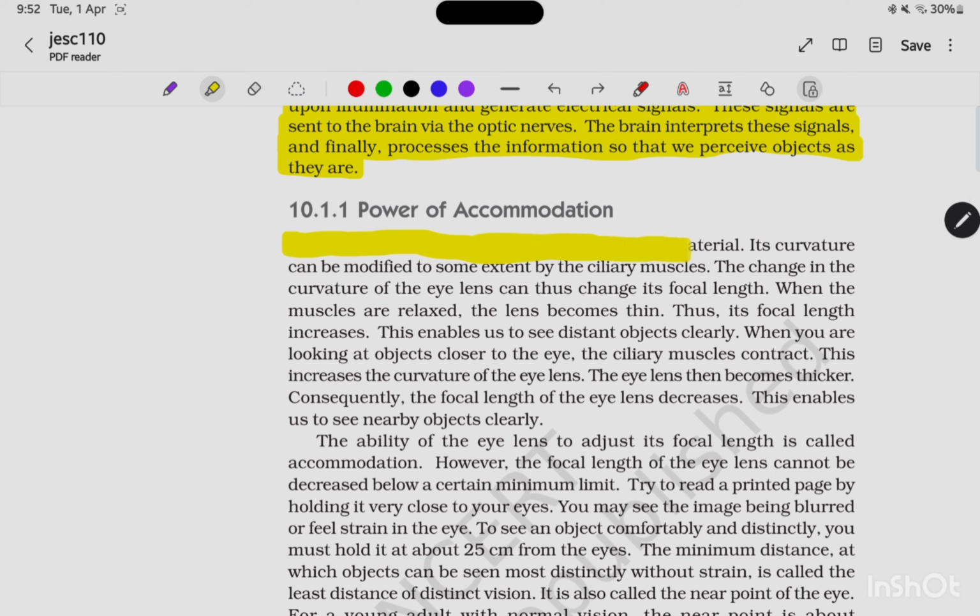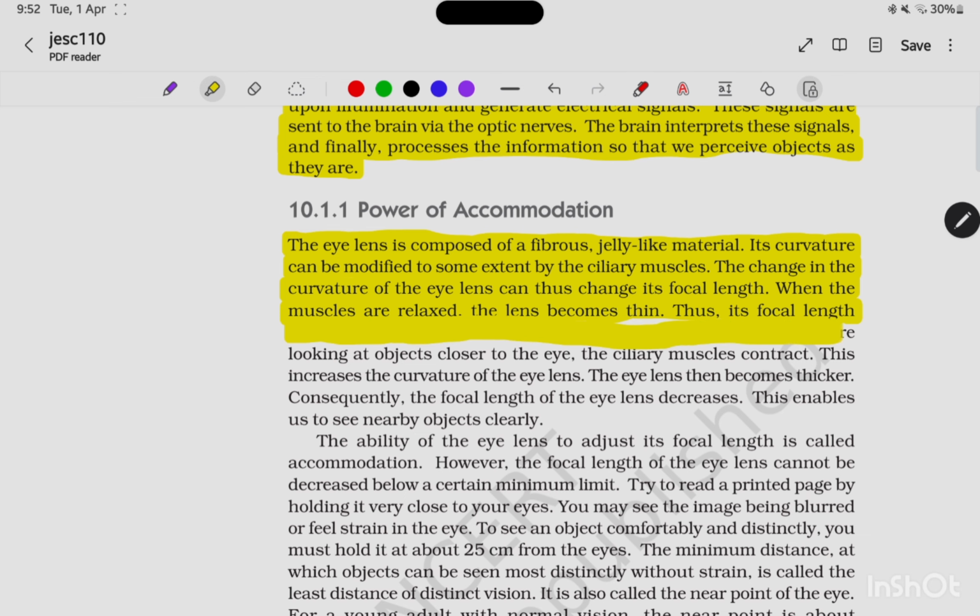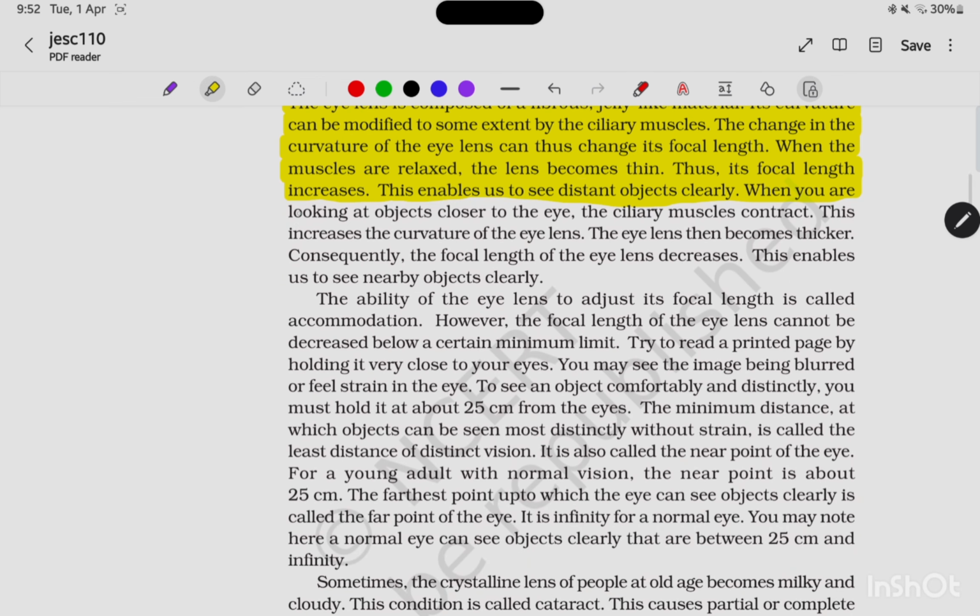Now, this paragraph can come in the form of many questions. Which muscles help in increasing the focal length or decreasing the focal length of an eye lens? This can be a 1-mark question. The answer is ciliary muscles. Explain how the focal length of the eye lens changes. Okay, that's a 5-mark question. And still, you could write this paragraph and then get the answer correct. Explain what is the power of accommodation. That is the next paragraph.